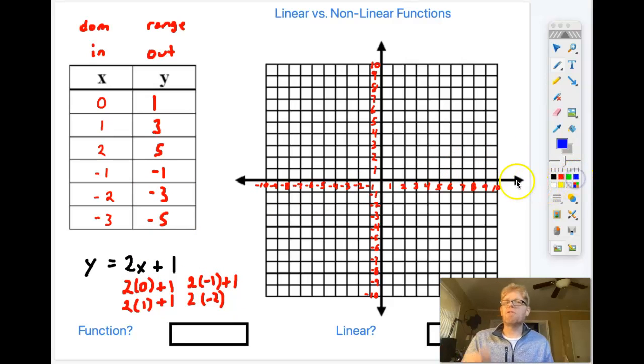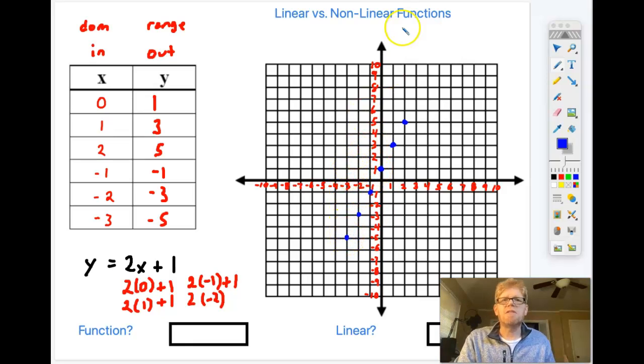Now, if we want to see what the function looks like, we just have to graph it. So we'll take our x values. We start at 0, and we have 0, 1. Roughly right there. We'll try to do that again. 0, 1, and then 1, 3. And then 2, 5. And then negative 1, negative 1. So here we go to negative 1, and we come down, negative 1 there. Negative 2, negative 3. Negative 3, negative 5.